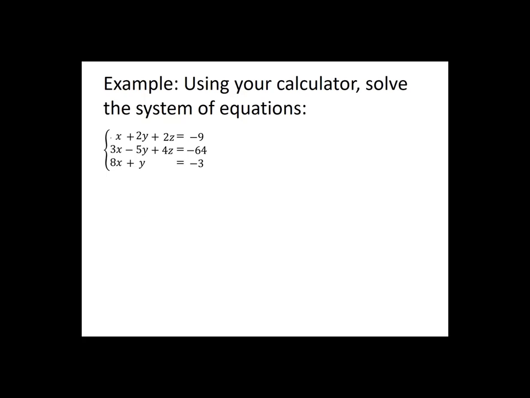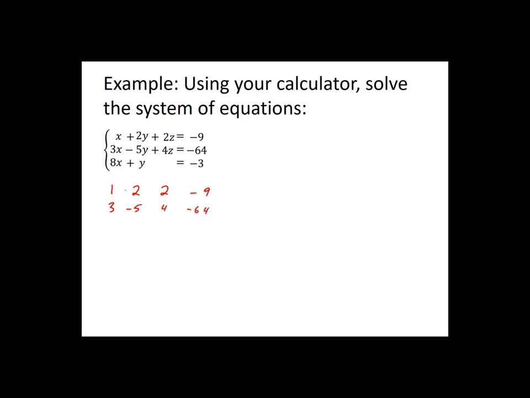So this system of equations, the first equation is x plus 2y plus 2z equals -9. So in our matrix, that's going to become 1 as our first row, 1, 2, 2, -9. So the first row is our first equation. Our next row of our matrix comes from our second equation, which is 3x minus 5y plus 4z equals -64. That becomes the second row of our matrix as 3, -5, 4, -64.